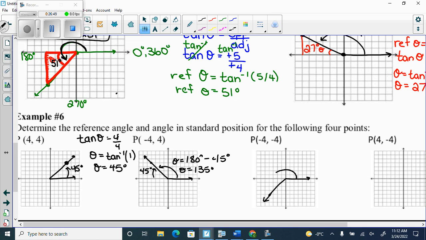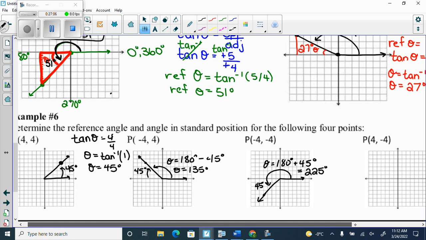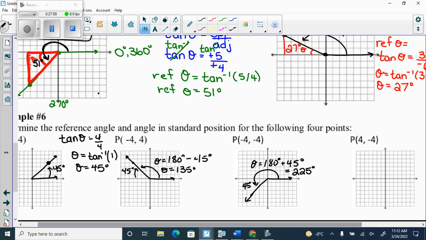So it goes like this. So we're going to go 45 here. So what am I going to get here? 180 plus 45, which is 225. Then this one is 4, negative 4. Here's your 45. So how do I get this one? Which is?